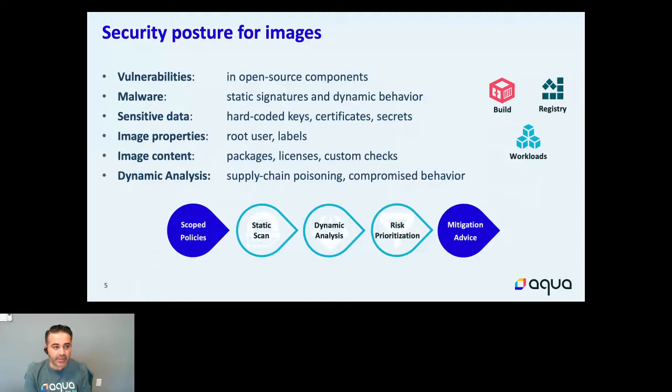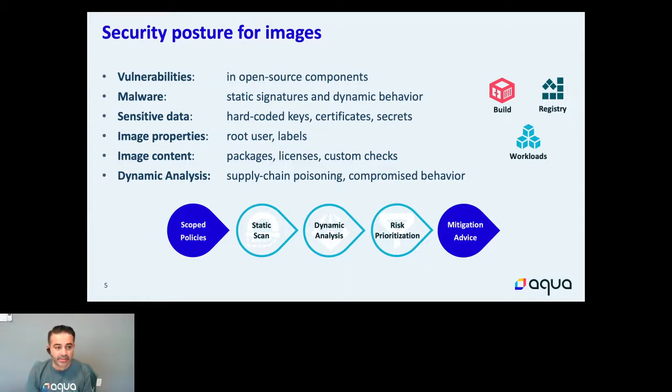So when you look at the security posture for the image, there's a couple of things we want to do. We want to check for any vulnerabilities in the open source components that you have. We want to check for malware. We look at the signature of the malware to see if it matches anything in our malware vulnerability listings. We want to check for sensitive data.